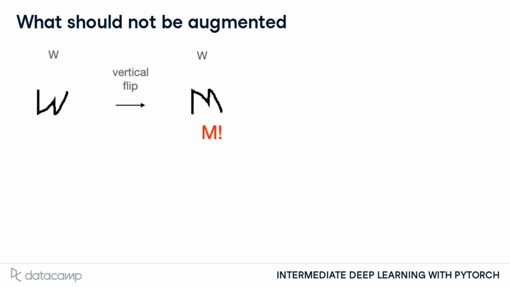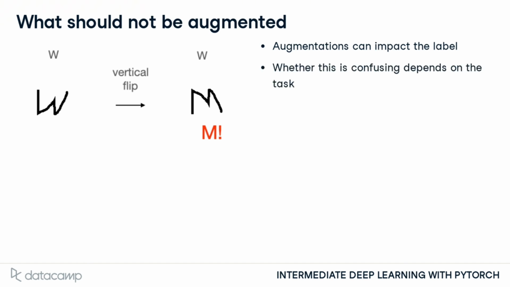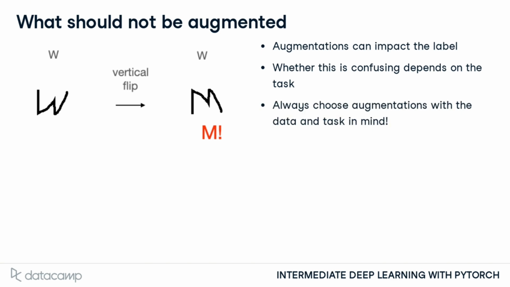Another example, classification of handwritten characters. If we apply the vertical flip to the letter W, it will look like the letter M. Passing it to the model labeled as W will confuse the model and impede training. These examples show that sometimes specific augmentations can impact the label. It's important to notice that an augmentation could be confusing depending on the task. We could apply the vertical flip to the lemon or the color shift to the letter W without introducing noise in the labels. Remember to always choose augmentations with the data and task in mind.